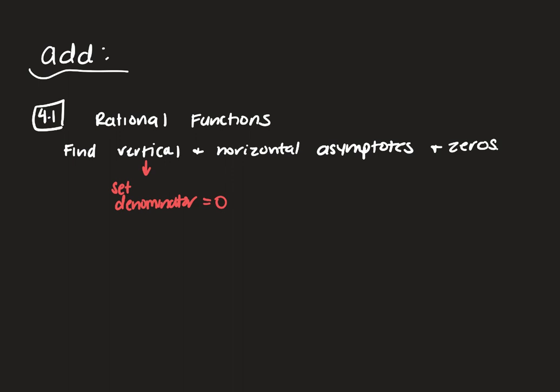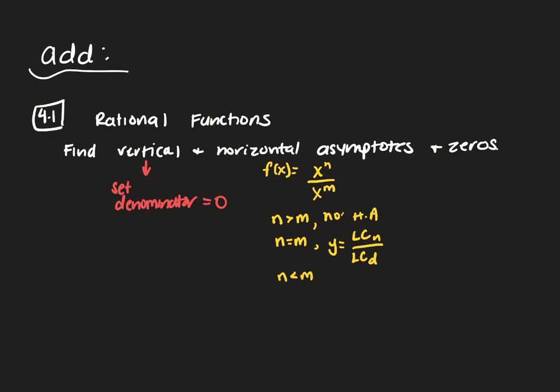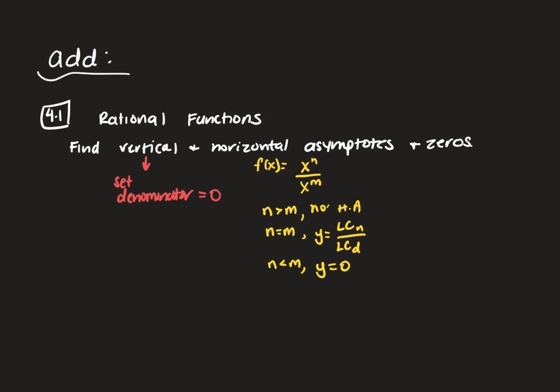For horizontal, there were 3 cases. If the exponent in the top, so it would look like f of x equals x to the n over x to the m. If n is greater than m, then there's no horizontal asymptote. If n is equal to m, then it's y equals the leading coefficient of the numerator over the leading coefficient of the denominator. And if n is less than m, then y equals 0 is your horizontal asymptote. Again, I'll give you examples of each of those.